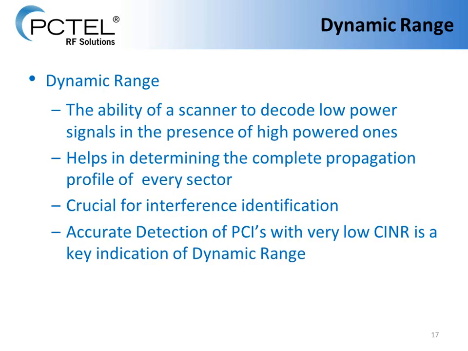The next item is dynamic range, and this is really the ability of the scanner to decode low-power signals in the presence of high-powered ones. It helps in determining the complete propagation profile of every sector in your network. Very, very important for interference identification. And it also provides accurate detection of PCIs if you have very low CINR or SINR values, which is a key indication of dynamic range.